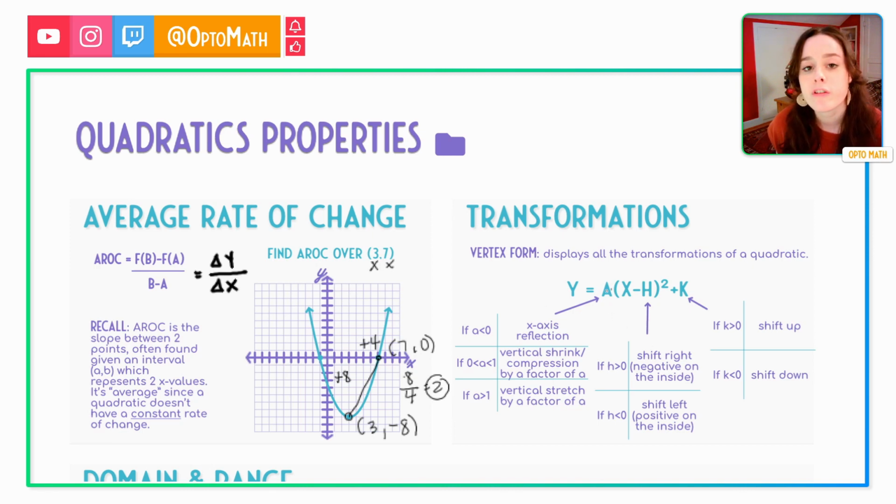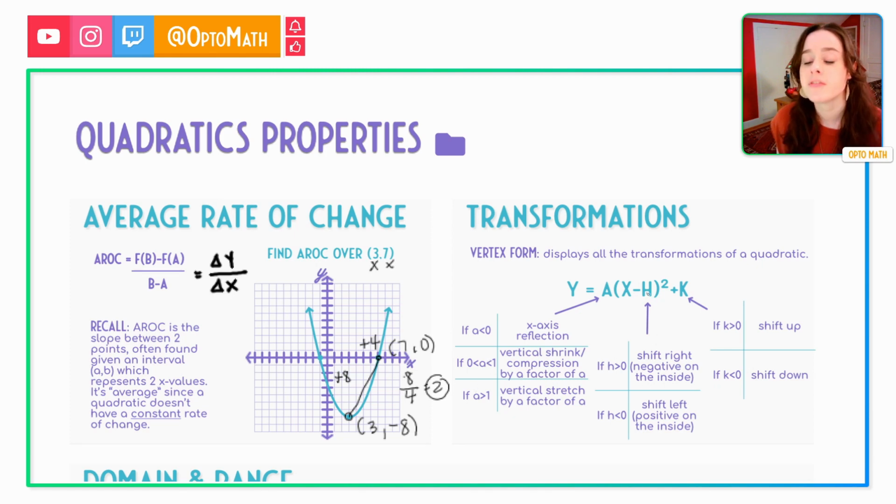This number out front, there's 3 things that could happen. It could be an x-axis reflection if a is negative. It could be a vertical shrink or compression if a is between 0 and 1, and it could be a vertical stretch if a is greater than 1.